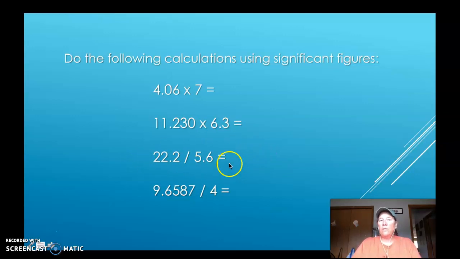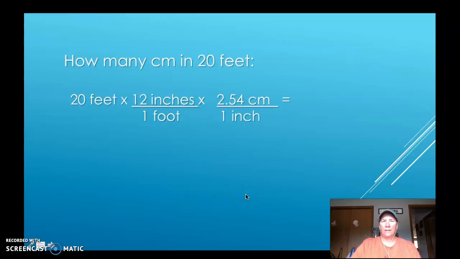You do the same thing when you divide. Divide the numbers and then round. This has 3 significant figures. This has 2. So make sure your answer only has 2 significant figures. And this one, you divide it, let's see, I'll do this one. 9.6587 divided by 4. You get 2.414675. It can only have 1 significant figure. So you just write 2. Okay? All right.